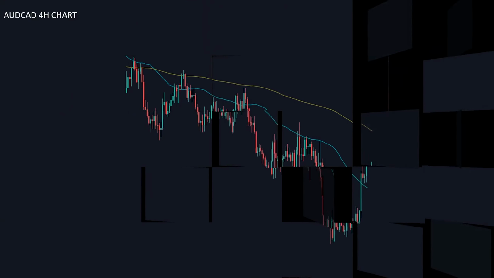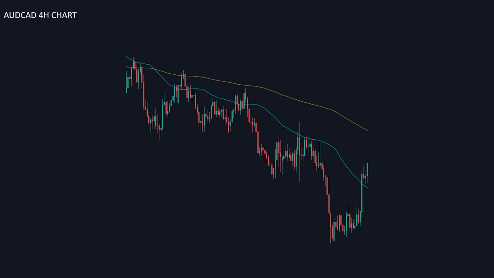Now we are looking at the AUD/CAD 4-hour chart. And the first thing we have to look at is whether the 50 EMA crosses the 200 EMA. We were able to clearly observe the 50 EMA successfully crossed the 200 EMA. We are also noticing the trends are getting strengthened. Here we can also find obvious resistance.